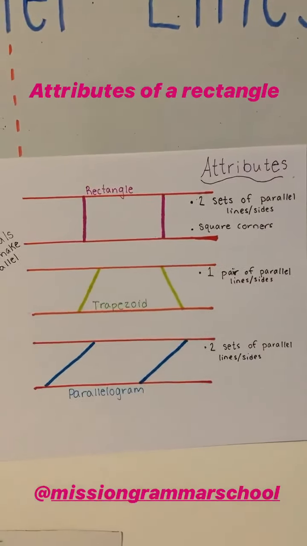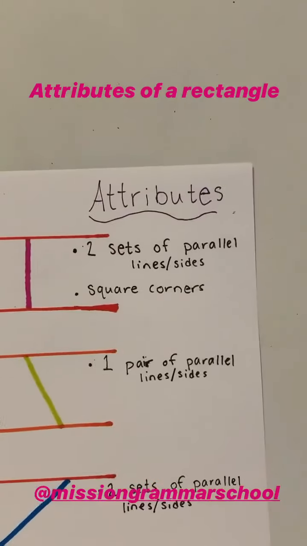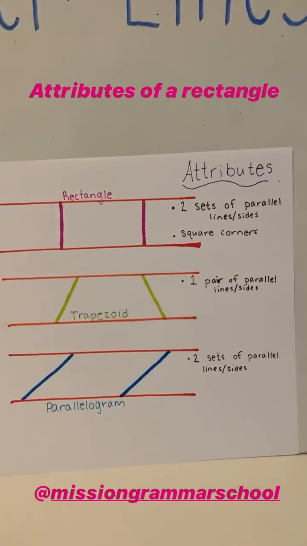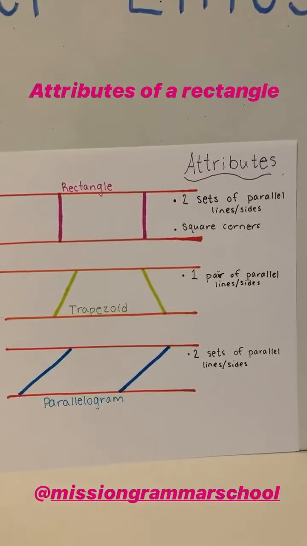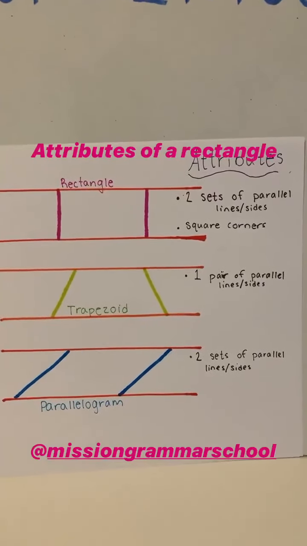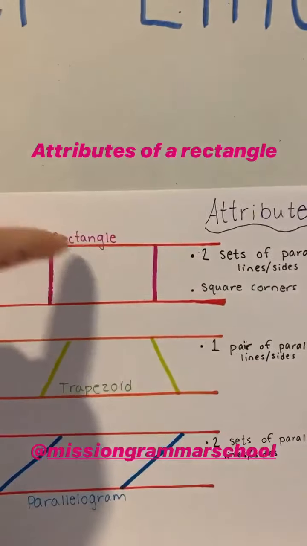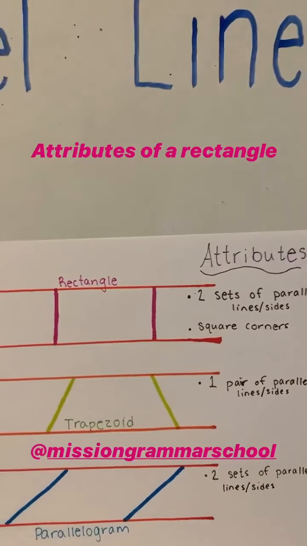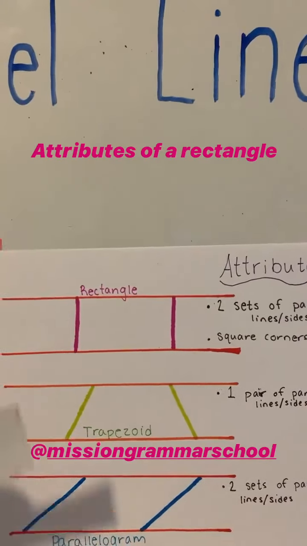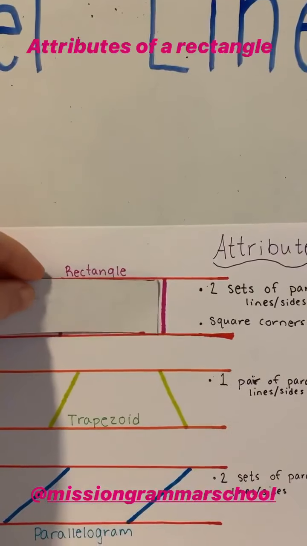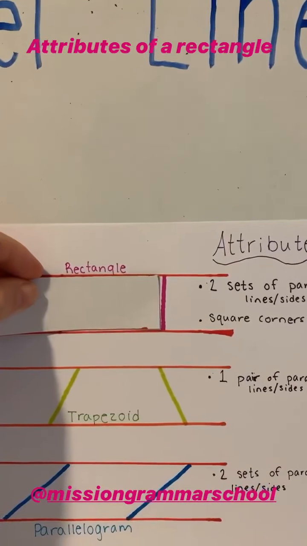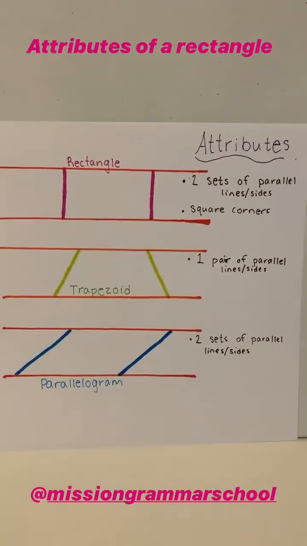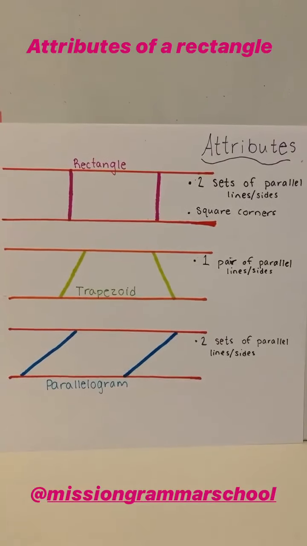So in your work, you might have seen the word attributes. Everybody say attributes. This is a tricky word. All it means, though, is characteristics. So the characteristics of a rectangle, we know that it has two sets of parallel lines. This one and this one are parallel, this side and this side are parallel. And then it also has square corners. So we learned about square corners last week. If you put a square in the corner of it, it will fit perfectly. So you can see that this has a square corner. So the attributes of a rectangle: two sets of parallel sides, and then square corners.